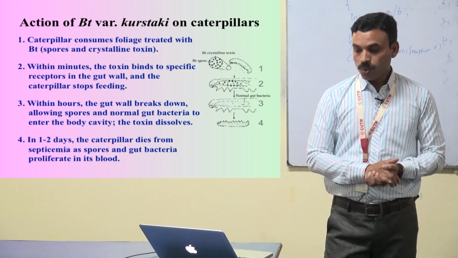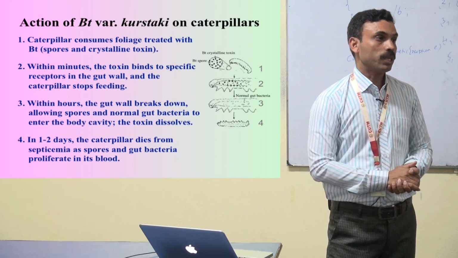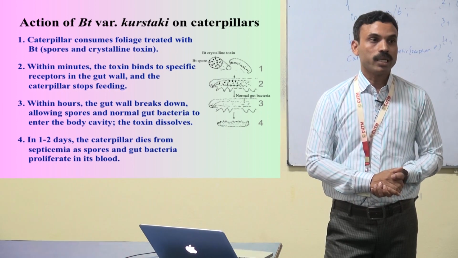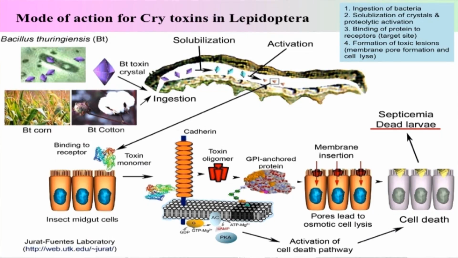Then within 1 or 2 days the caterpillars will die due to septicemia, that is blood poisoning, and the gut bacteria will then multiply and again disperse. So, here you can see this is a Bt crystal. When it is ingested, it gets solubilized and becomes an active form. The active form will bind to the protein receptors at the target sites, and toxin lesions will occur. The midgut cell will die, and it will create pores through which the gut content will be disturbed.